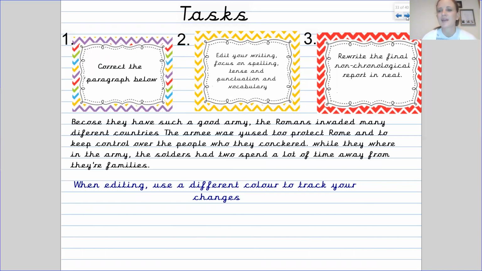Focus on the spelling, make sure that you have got the correct tense, make sure that your punctuation is correct and your vocabulary. And then finally, I would like you to rewrite your final non-chronological report in neat. I will be having a look at these and I will be sharing them with Mrs. Bowen so she can see some of the things you've been writing. So make sure that this is your neatest handwriting, neatly presented, and it is laid out correctly, and that you've edited it, and that the second version that you do today is obviously your final version that you would be happy to share with somebody else.